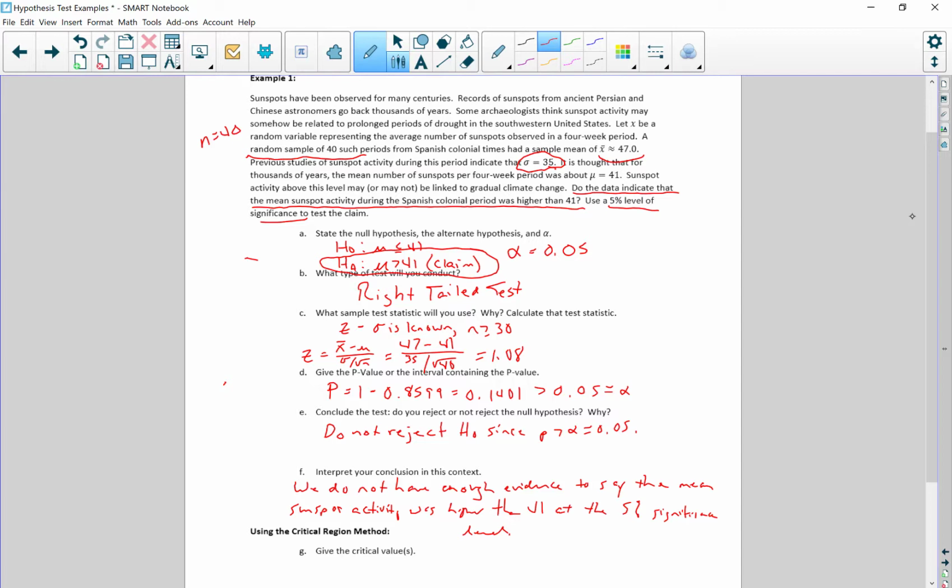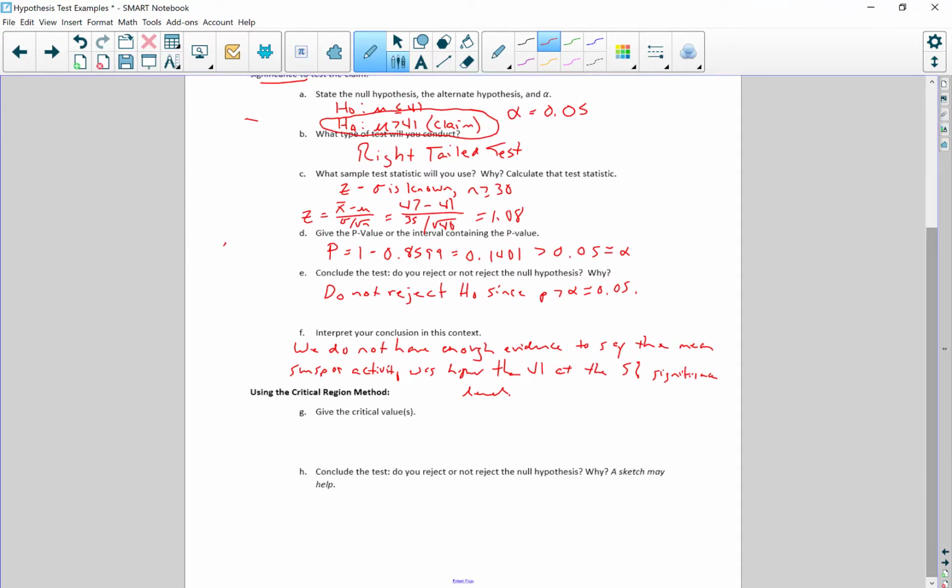And that's all there is to hypothesis testing with p-values. So for critical regions, the first 3 steps are the same. We find our null hypothesis, which we've already done up here, find the alternative hypothesis, find alpha. You still do a right-tailed test, and you're still going to use the exact same test statistic. So now the different part: finding the critical regions.